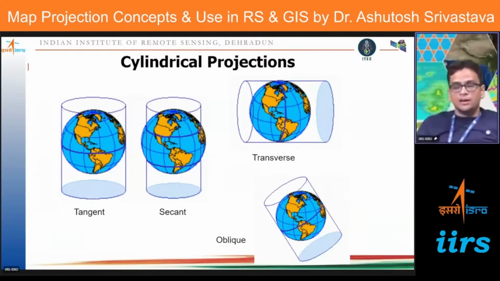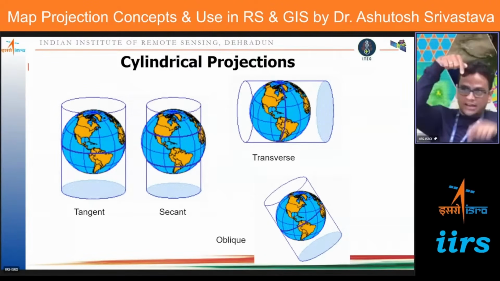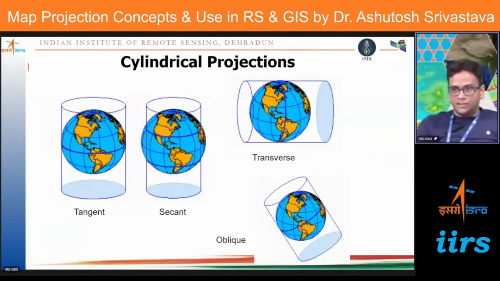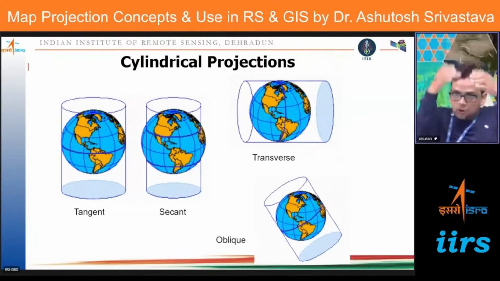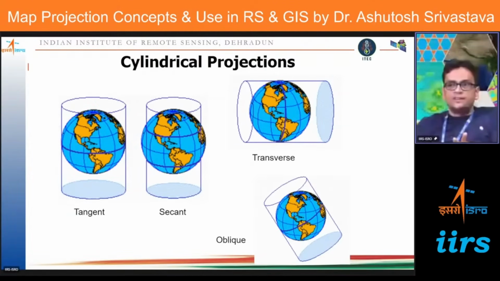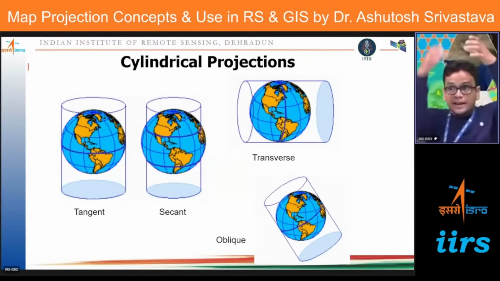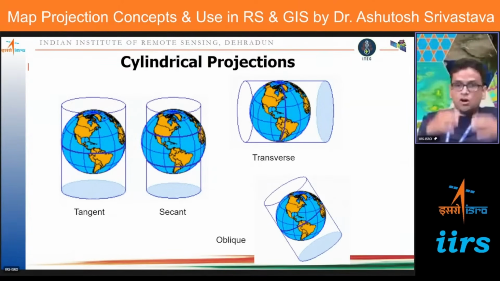Wherever it is touching, the first and second place, there will not be any distortion along that line. When we move away from this line, the distortion will increase. Okay, so this was the normal case. Though it was tangent and secant, the cylinder was in vertical position, the normal case.